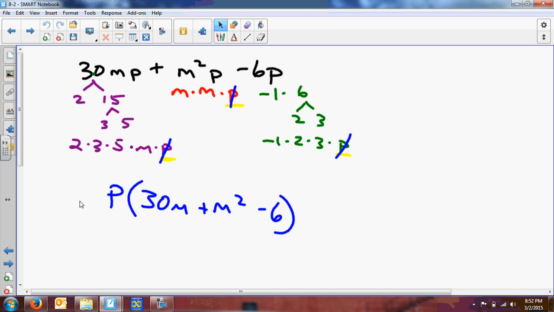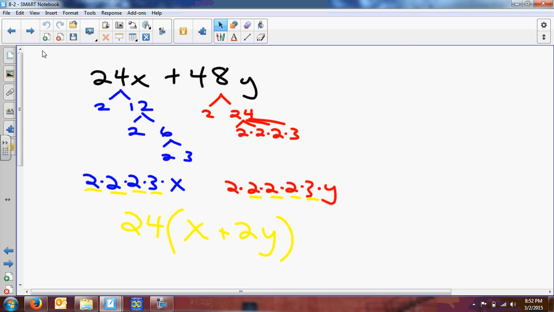Sometimes all you can pull out is one variable. Sometimes all you can pull out is one little bitty number 2 or something like that. Okay? It's not always going to be 2x or something like that. Okay? So all your leftovers go back on the inside. Our numbers multiplied to 30, and we have the m, so 30m. M times m gave me m squared, and the numbers multiplied to -6. And if we got rid of that one, got rid of that, got rid of that, that's what we pulled out. 30m plus m squared minus 6 is what we had left over. So we're finding the greatest common factor. Leftovers go inside.